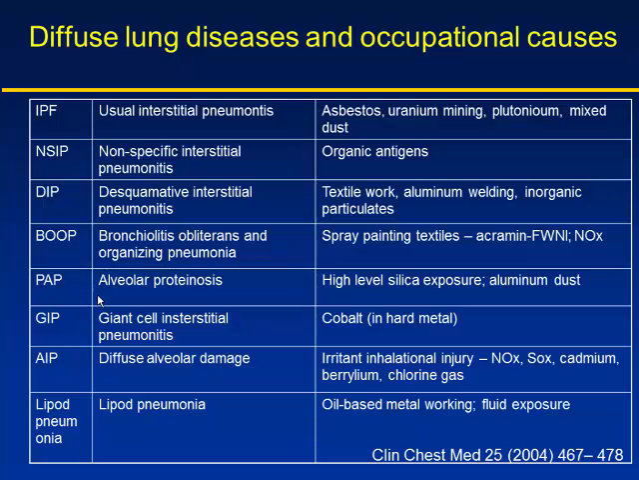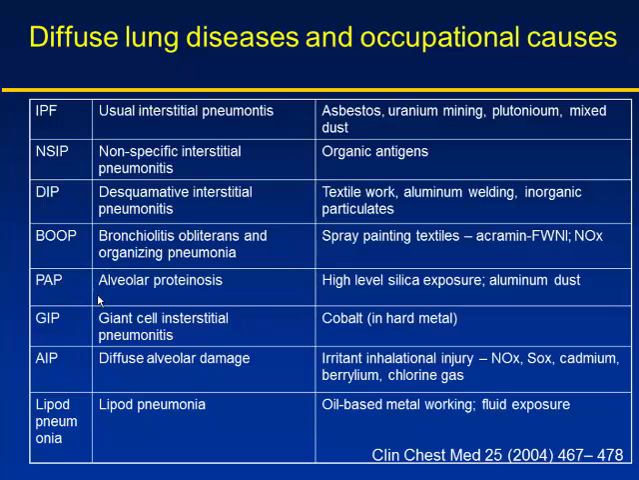NSIP, any organic antigens can cause an NSIP-like histological finding. Desquamative interstitial pneumonitis, textile work, aluminum welding, inorganic particulates. The old form of BOOP, which we now call COP, which is not really correct because it's not cryptogenic. Alveolar proteinosis is associated with silica.